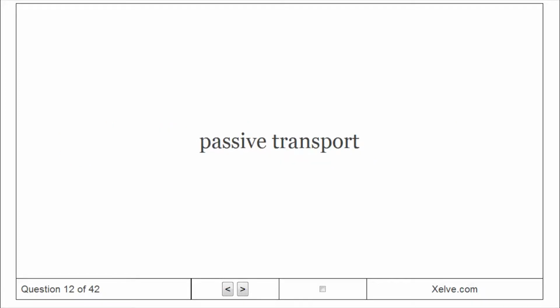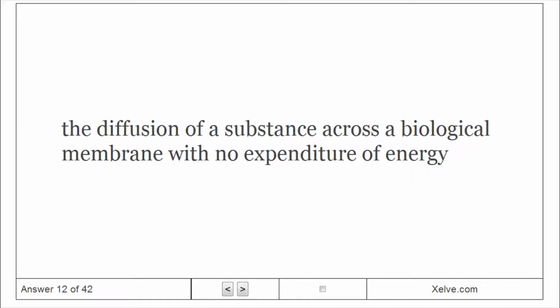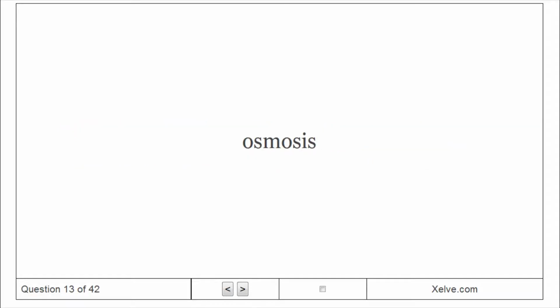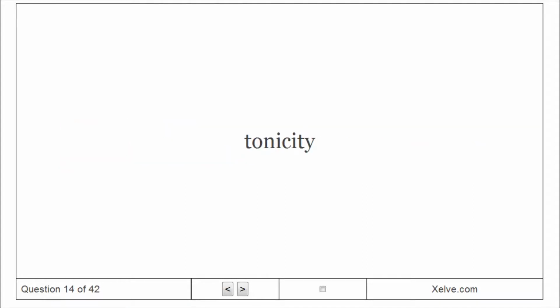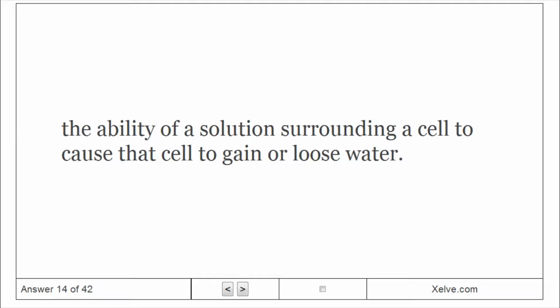Passive transport, the diffusion of a substance across a biological membrane with no expenditure of energy. Osmosis, the diffusion of free water across a selectively permeable membrane. Tonicity, the ability of a solution surrounding a cell to cause that cell to gain or lose water.